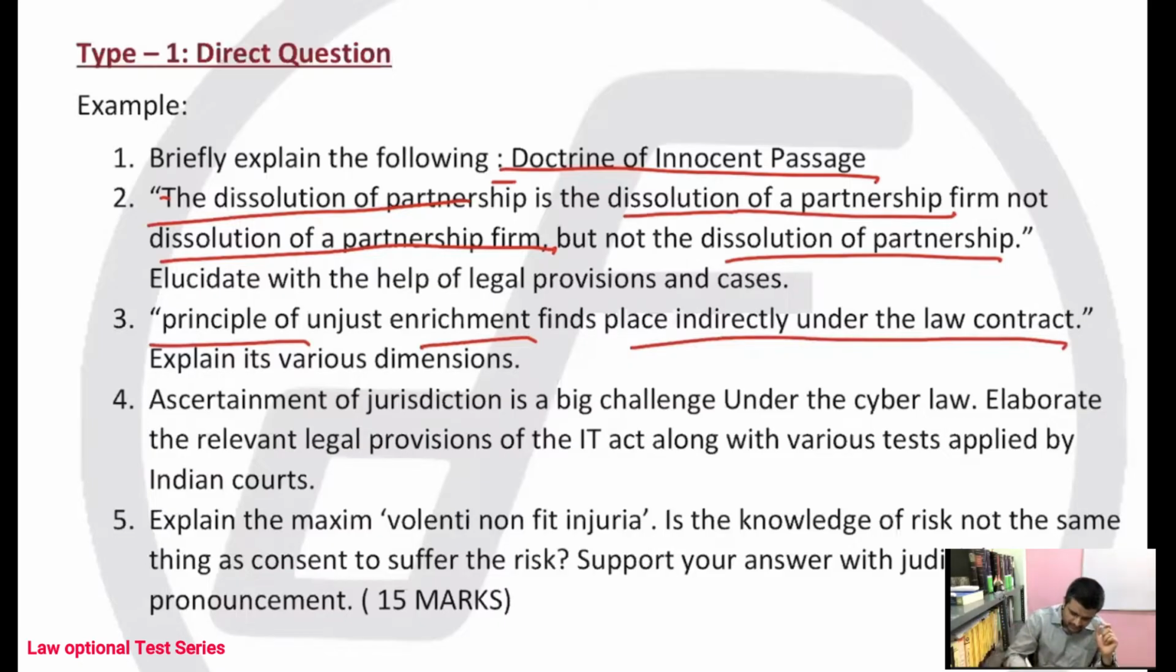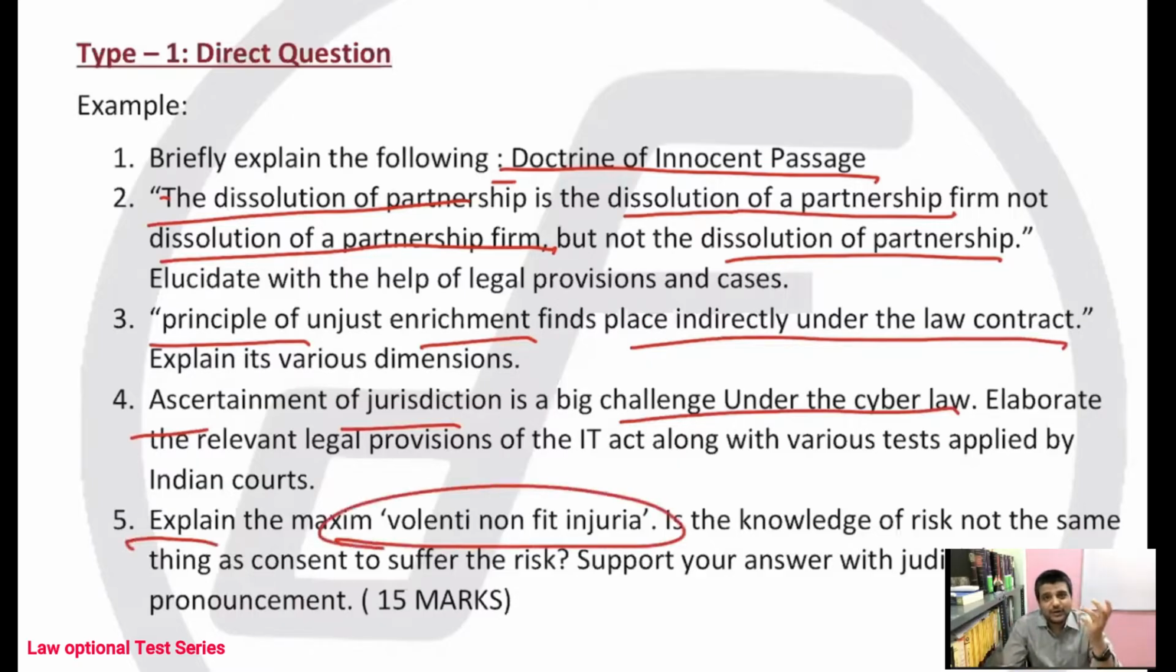Similarly, assertment of jurisdiction is a big challenge under cyber law. So it is a question related to jurisdiction under the IT Act. Clear question. Similarly, explain the maxim volenti non fit injuria. Knowledge of an event and knowledge of the risk of an injury are two separate things. So again, a very direct question. Now, the question is how to approach it. Very pointed question.